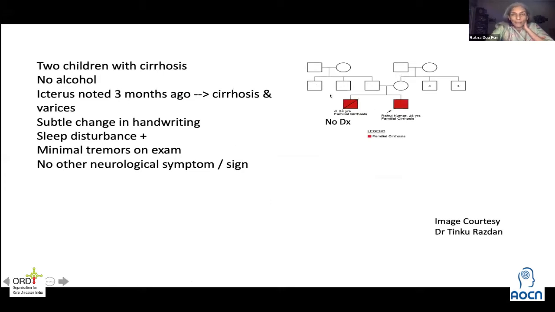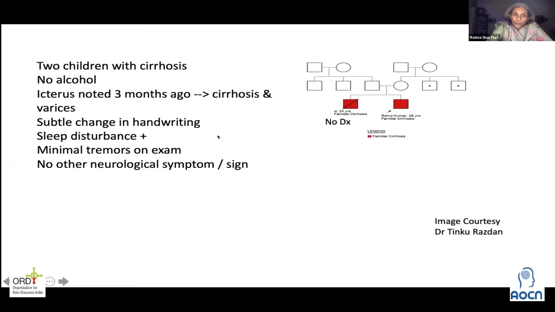Now look at this family. This boy had come because at 28 years he was diagnosed with cirrhosis, which was of recent onset. He had only noted icterus for the last 3 months, and when he was examined and evaluated, he already had varices. He was very worried because his younger brother had died at 24 years, also with a diagnosis of cirrhosis and no etiological cause for that.